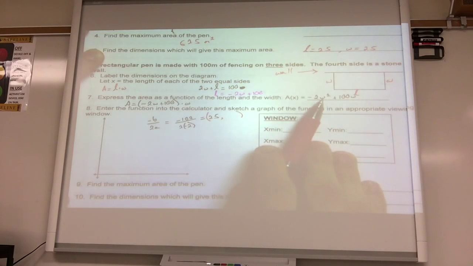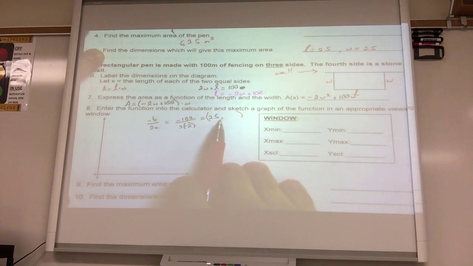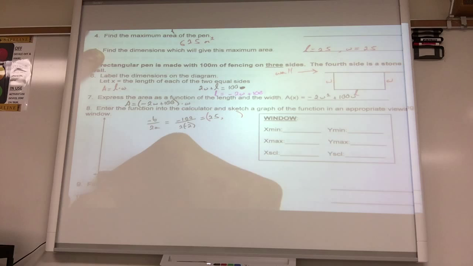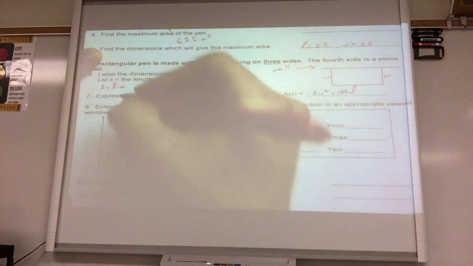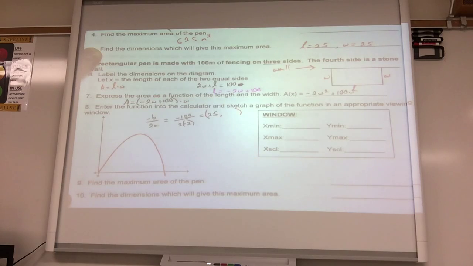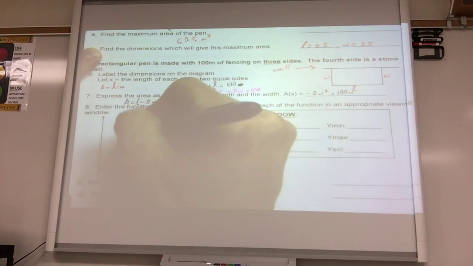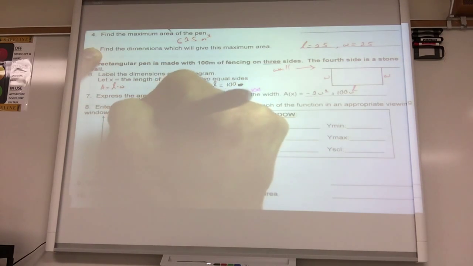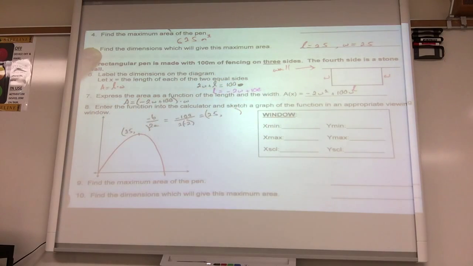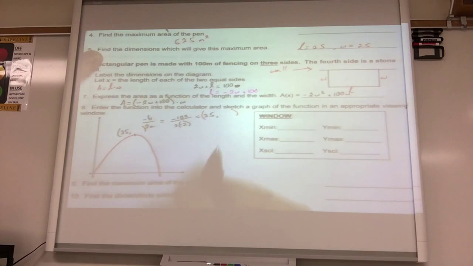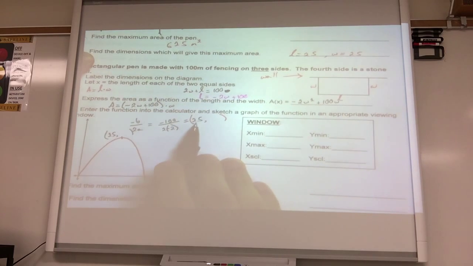So when my width is 25, I get a maximum area of something. So here's my quadratic, something like that. When my width is 25, I get a maximum area of something. That's all it's saying. So let's see what that maximum area is.